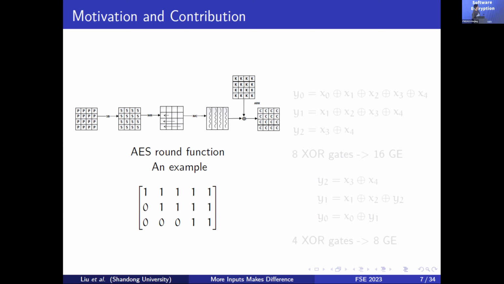To illustrate this point, we show an example. We have a trivial circuit. It requires 8 XORs, and if 1 XOR requires 2 GE, the circuit requires 16 GE. But after our optimization method, we can get a new circuit. It only has 4 XOR gates and half the number of GE. So this example demonstrates that after the optimization method, we can reduce the area of the cipher.